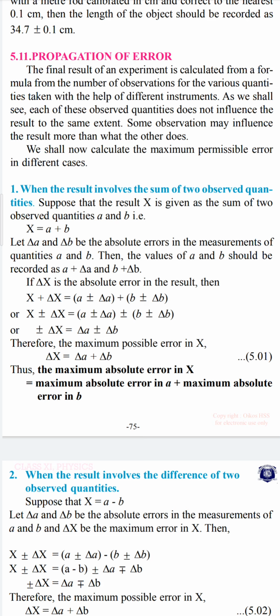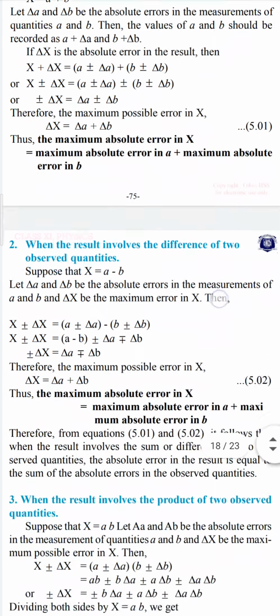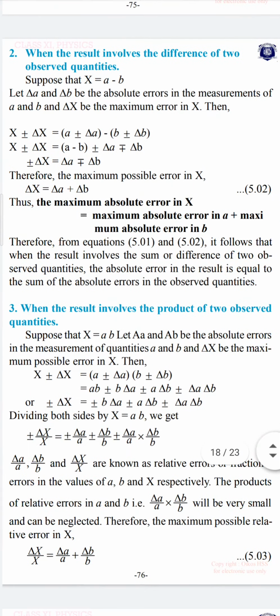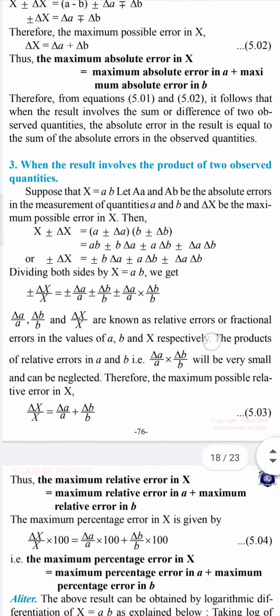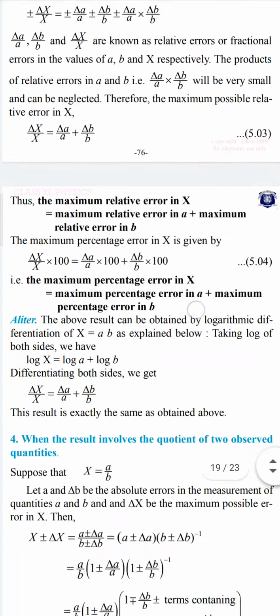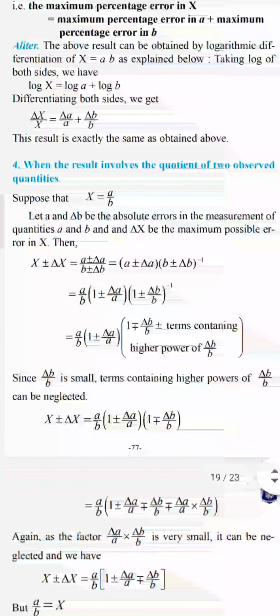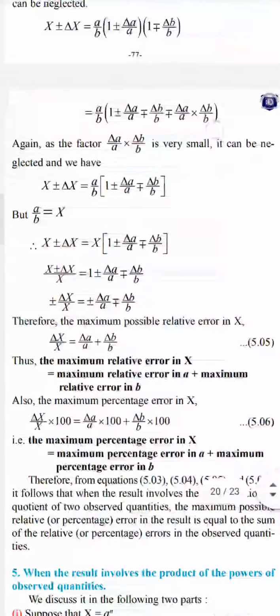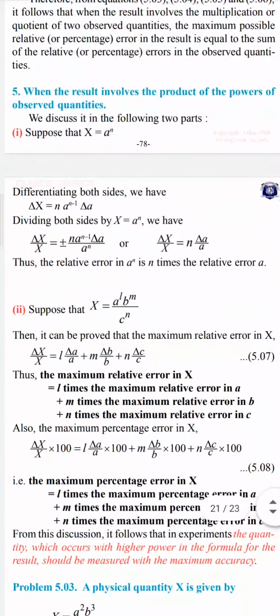1. When the result involves the sum of two observed quantities. 2. When the result involves the difference of two observed quantities. 3. When the result involves the product of two observed quantities. 4. When the result involves the quotient of two observed quantities. 5. When the result involves the product of the powers of observed quantities.